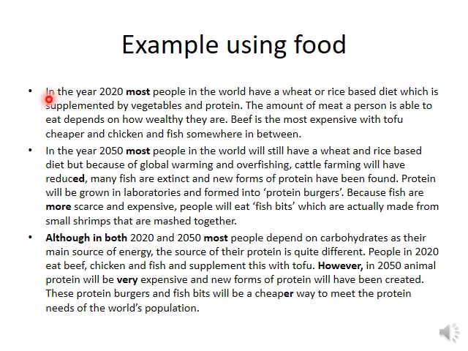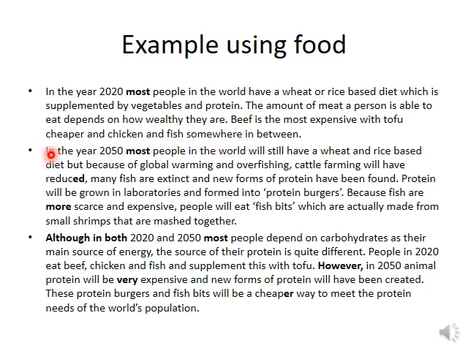But let me read this as an example. In the year 2020, most people, again that word, most people in the world have a wheat or rice-based diet which is supplemented by vegetables and protein. The amount of meat a person is able to eat depends on how wealthy they are. Beef is the most expensive, again that word, with tofu cheaper and chicken and fish somewhere in between.